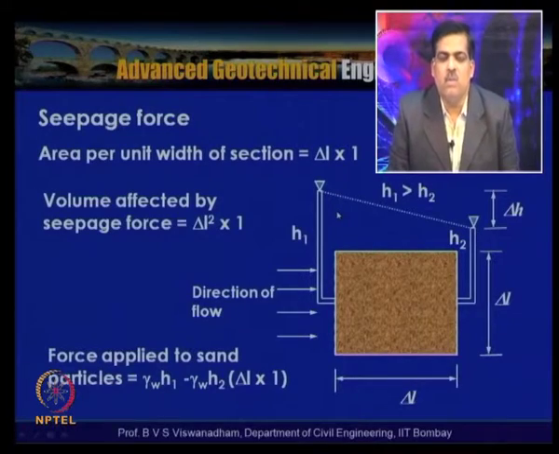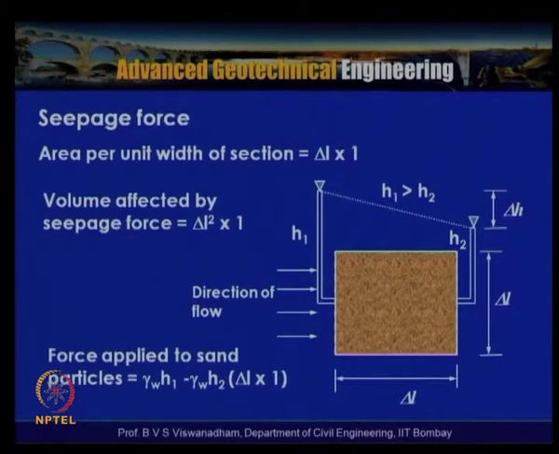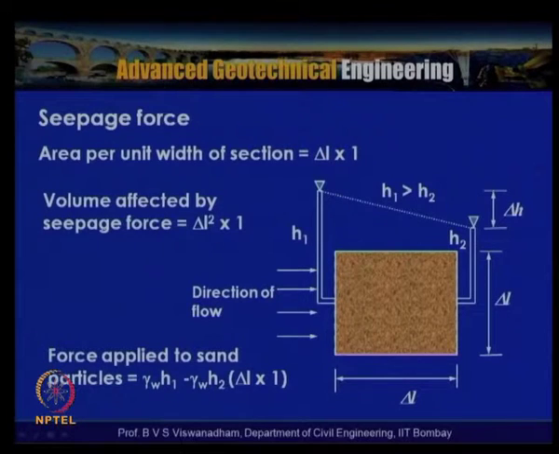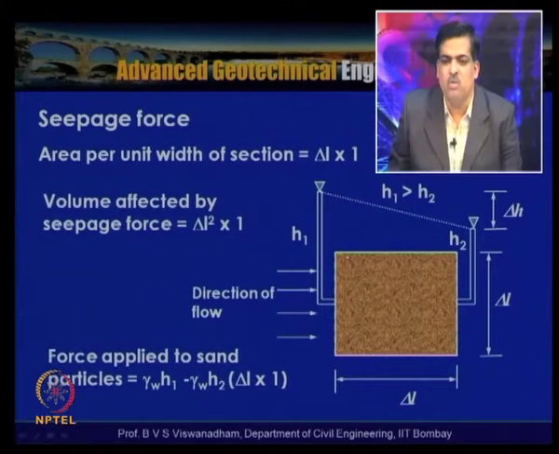So, the area per unit width of the section is delta L into 1. If we consider the unit width perpendicular to the flow direction, 1 meter here, then the area over which the flow is happening is delta L into 1, and the volume affected by the seepage force is delta L square into 1, which is the volume of the fluid phase.